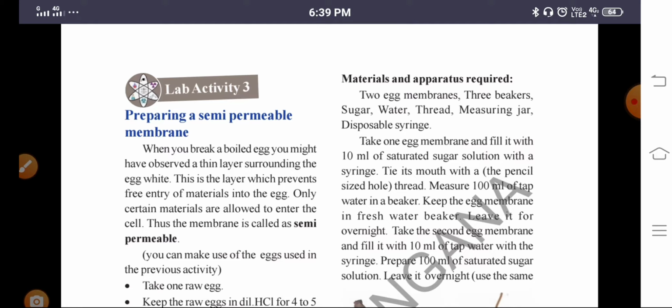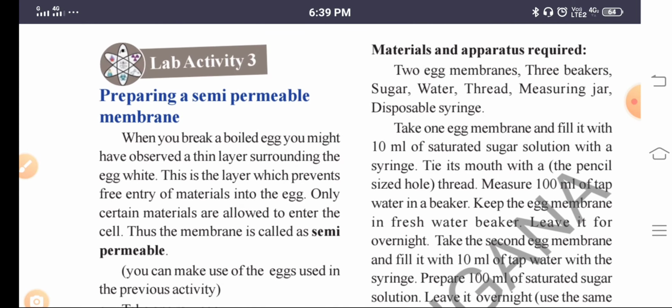When you break a boiled egg, you might have observed that after taking out the strong and rigid layer, below that you can see a thin white colored layer. That is called the plasma membrane. This is the layer which prevents free entry of materials into the egg. So this membrane acts as a semi-permeable membrane.